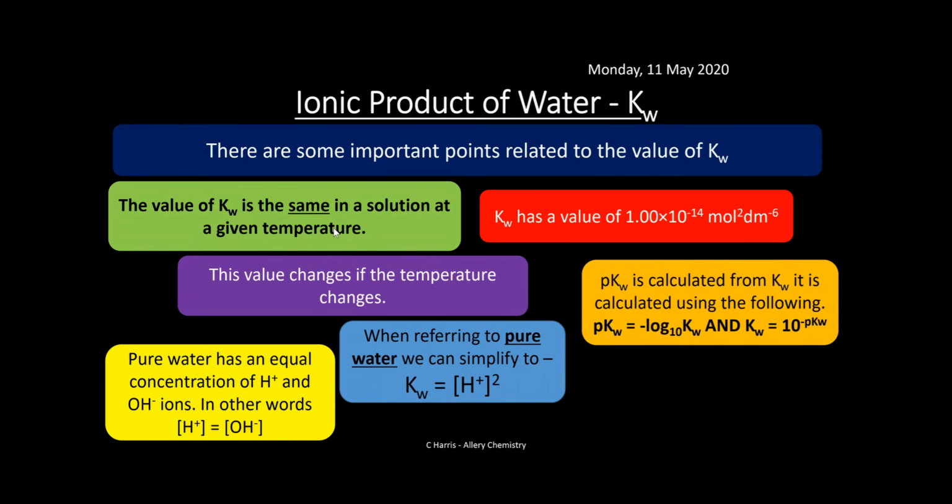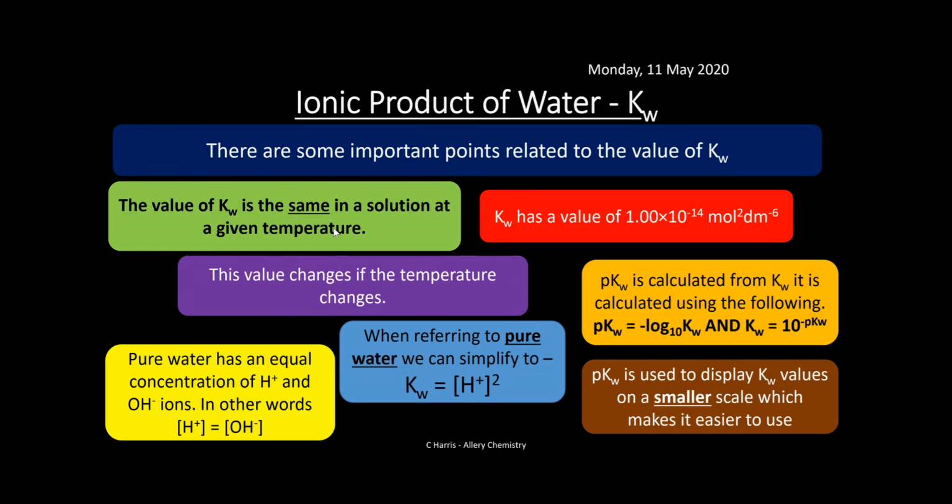But pKw is actually calculated from Kw, and it is calculated using the following. So we've got pKw equals minus log Kw, and therefore Kw is 10 to the minus pKw. This is very similar, in fact it's the same principle as pH that you've seen before. So it's nothing significantly new here. We're just adapting it to something a little bit different. And pKw is used to display Kw values on a smaller scale, which makes it a lot easier to use.